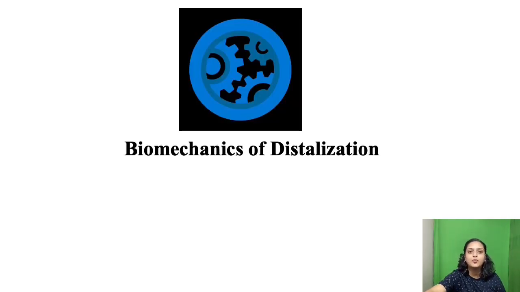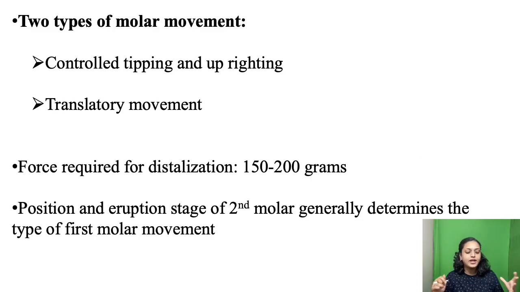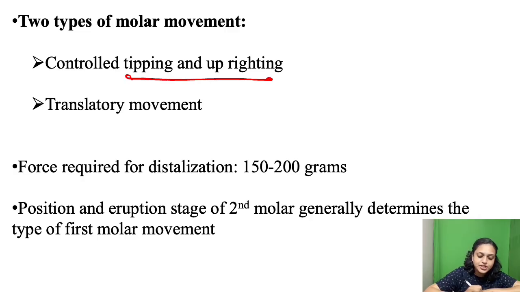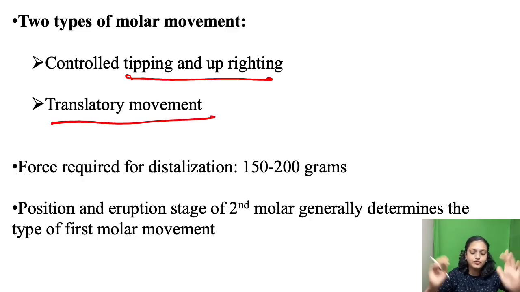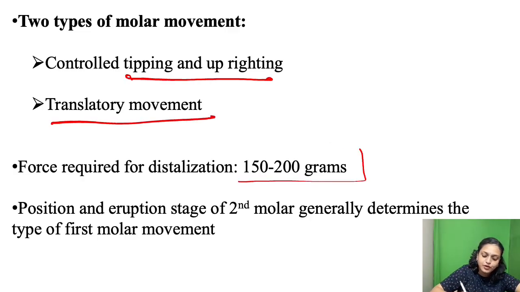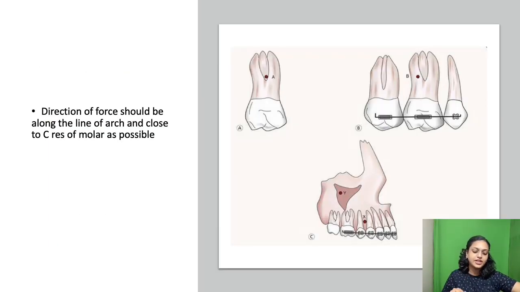Next is biomechanics of distalization. So what happens during distalization? The molar moves back, tipping and uprighting movement as well as translatory movement. The force required for distalization is 150 to 200 grams. It could be an MCQ, please remember it. And this is a very important question.